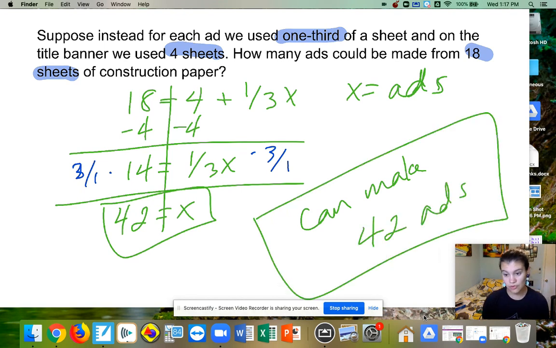So for your homework, make sure you go on Math Excel and do the 2.2 Math Excel.